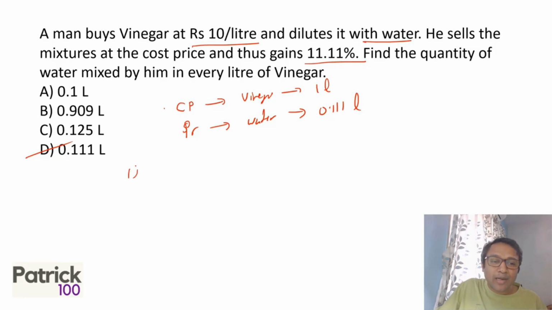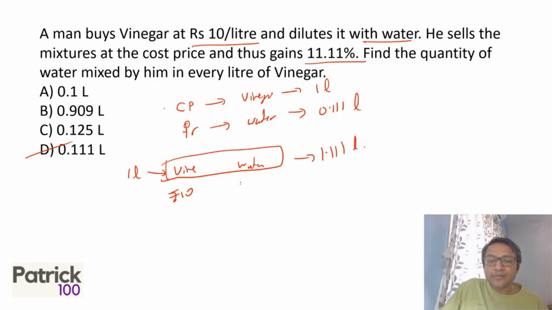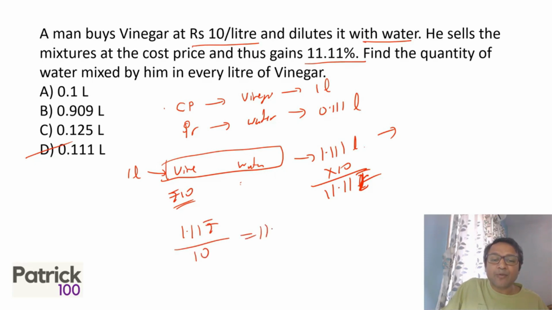Suppose I buy 1 liter of vinegar. My cost is 10 rupees. And I'm adding 0.111 liter of water. So the total quantity which I'm selling is 1.111 liter, which I'm selling at 10 rupees per liter, which means my selling price will be 1.111 times 10, which is 11.11 rupees. So profit I make here is 1.11 rupees on a cost price of 10, which is 11.11%.